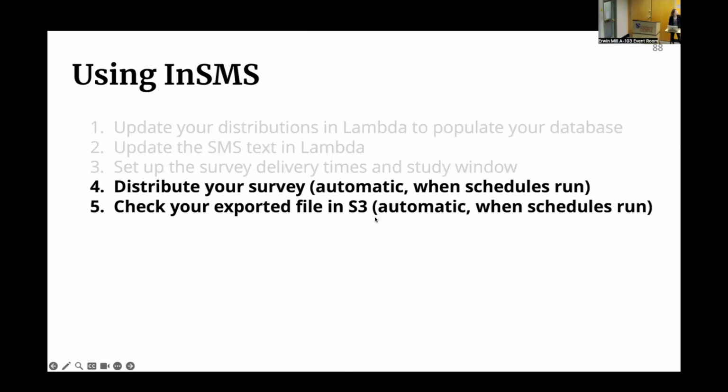And now you just have to distribute your survey. The schedule is set up. Once it's enabled, you will trigger the code and you will distribute your survey to people whenever you told it to do that. And then it is also going to export your file to S3.